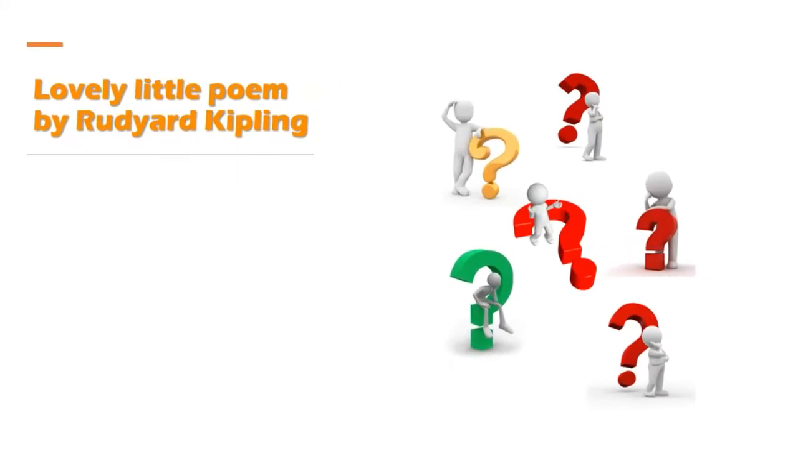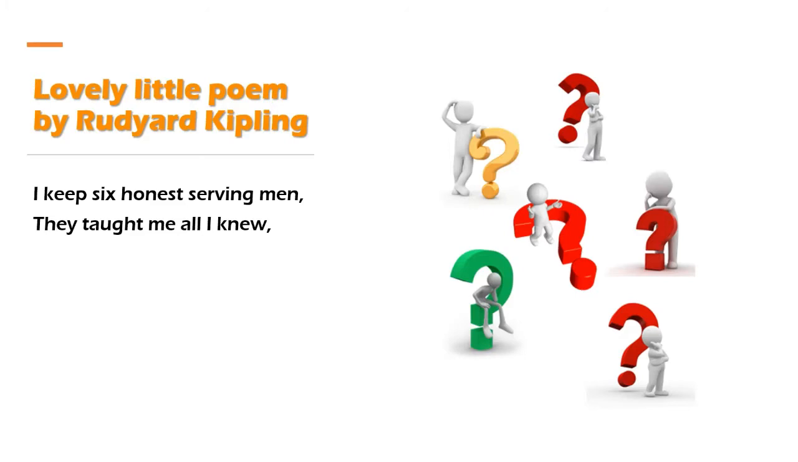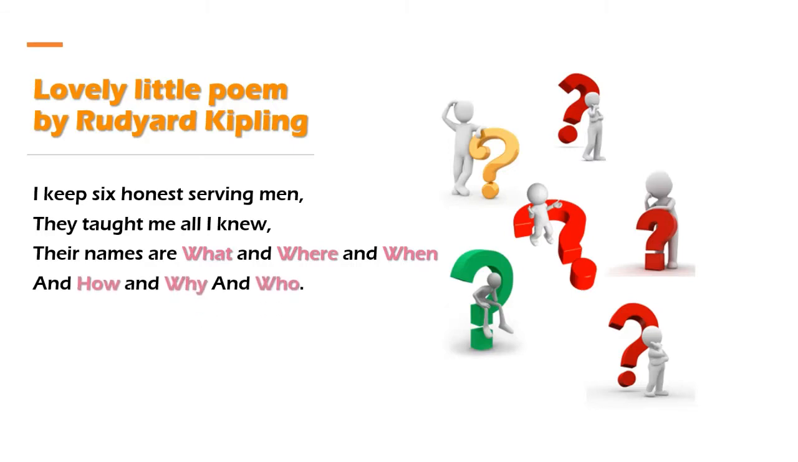Let's begin with a lovely little poem by Rudyard Kipling. He is the one who has written this poem. I keep 6 honest serving men. See, these are the 6 honest. They are very honest serving men. They work a lot, and so they are serving men. They work for others. They taught me all I knew. Now these are the men who teach us many things. Their names are what and where and when and how and why and who. These are the 6 serving men. What, where, when, how, why, who.